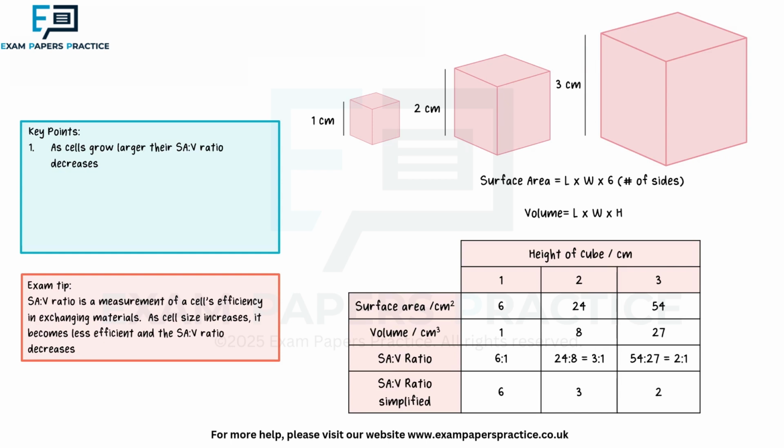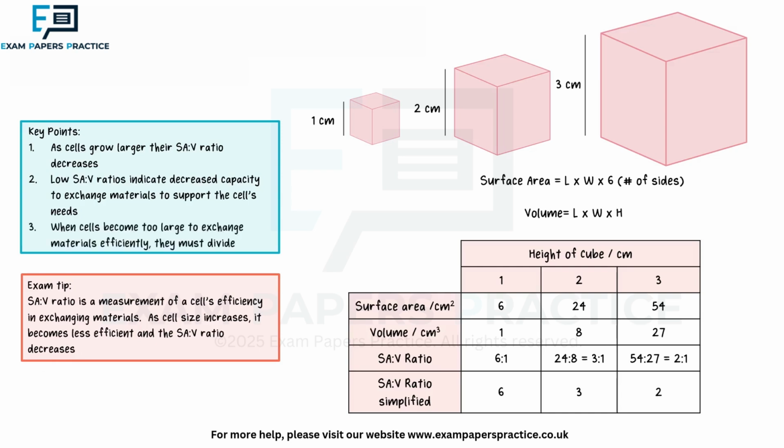This low surface area to volume ratio indicates a decreased capacity to exchange materials across the membrane to support the cell's needs. I like to think of the surface area to volume ratio as a measurement of the cell's efficiency in exchanging materials. As the cell size increases, it becomes less efficient, and the surface area to volume ratio decreases. When a cell grows too large to exchange materials efficiently, it must divide in order to increase its surface area to volume ratio.